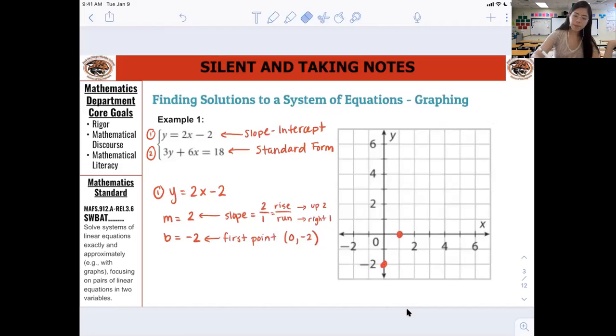All right, so I've got my 2 points. That is enough to make a line. I'm just going to connect them and then keep going. And there is line number 1. I'm just going to label that as 1. All right, any questions on how I graphed line number 1?